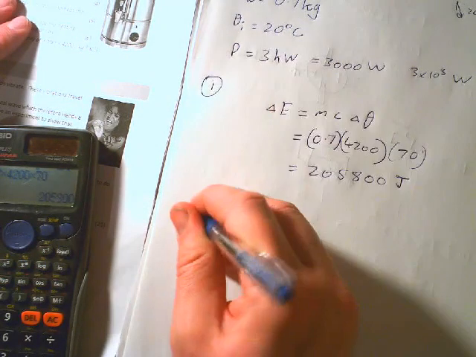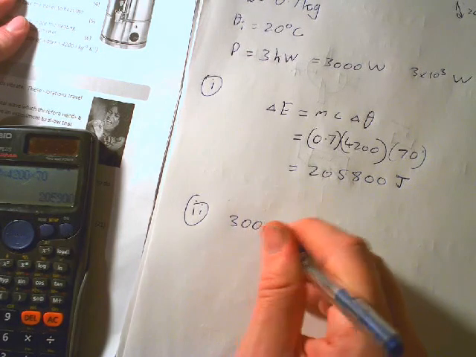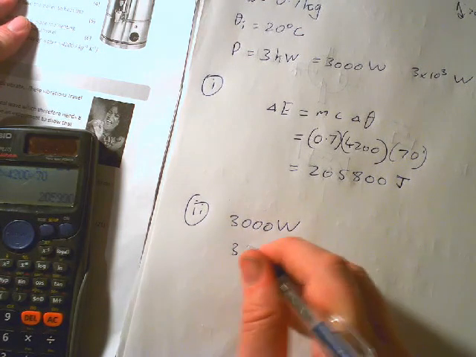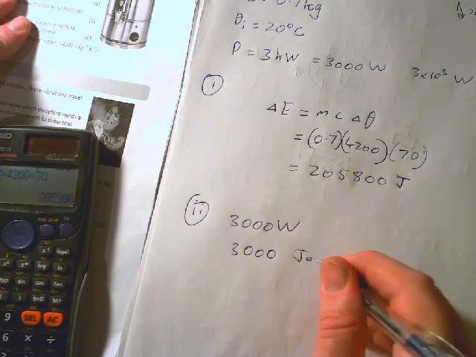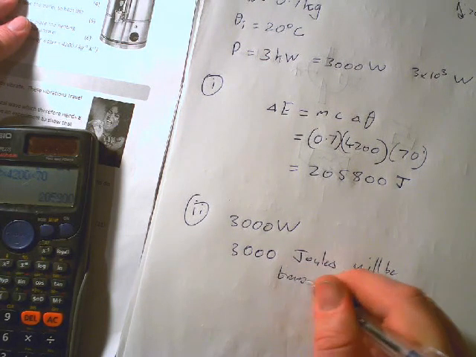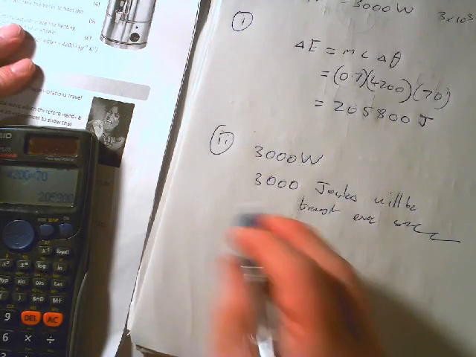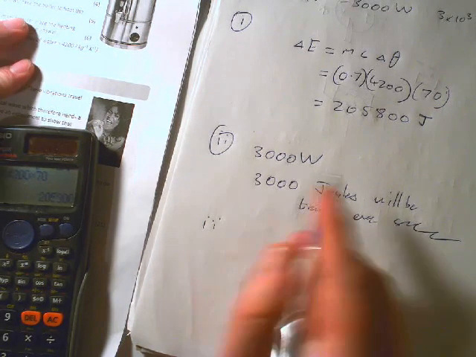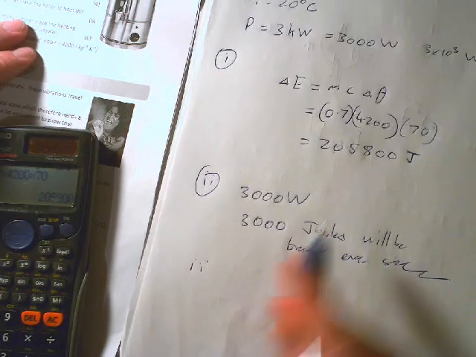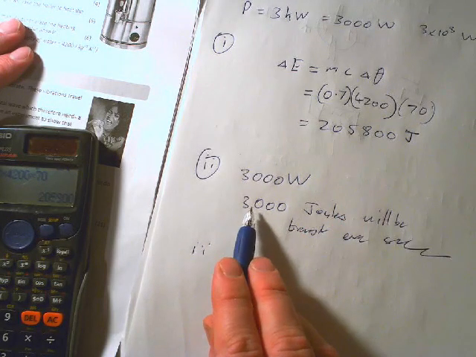Okay, part 2. How many joules of energy are supplied per second by the boiler? So that's part 1 we've just done. Part 2, well, we know that the boiler has a power rating of 3,000 watts, which means 3,000 joules will be transferred every second. My handwriting's getting worse as this goes on.